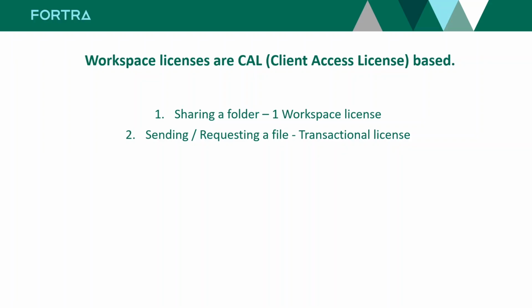The other licensing feature is transactional licenses. So when a person sends a file out to somebody, that person goes through the registration process, that license is consumed, and once that person downloads that file or that message expiration date is hit, then that license is returned to the license count. That same licensing process happens when you request a file as well. So sending and requesting file are considered transactional licenses, and that whole process happens for both of them.